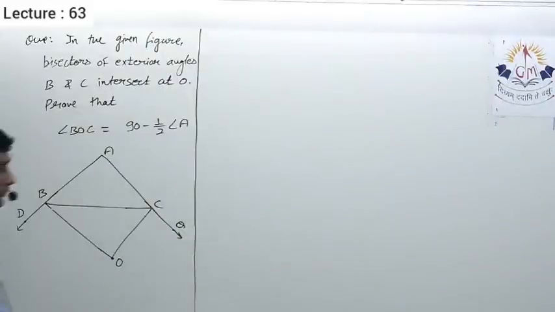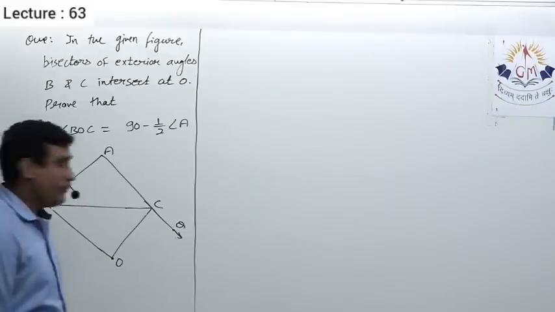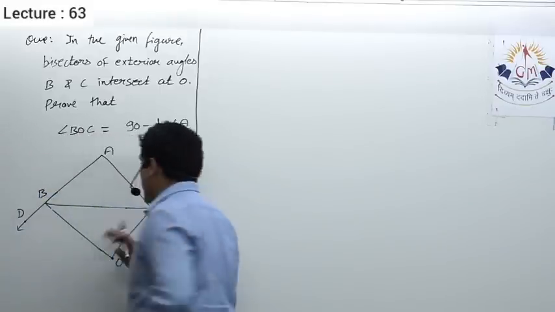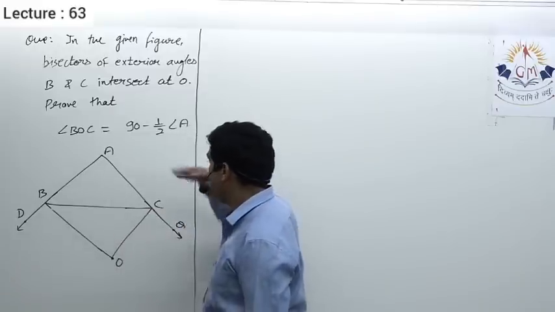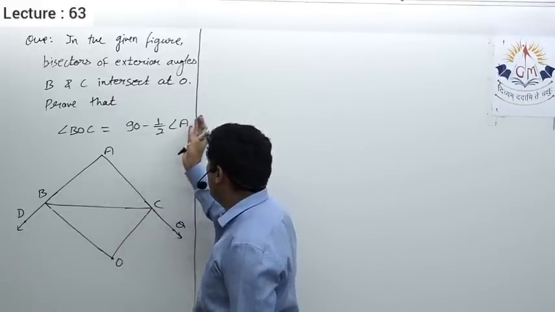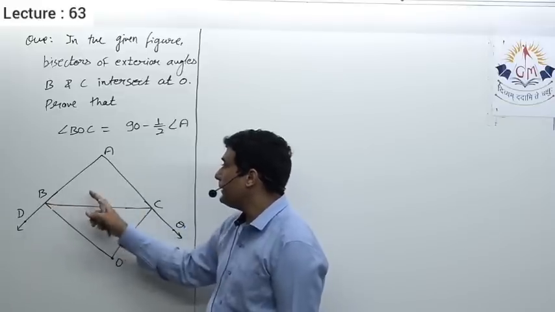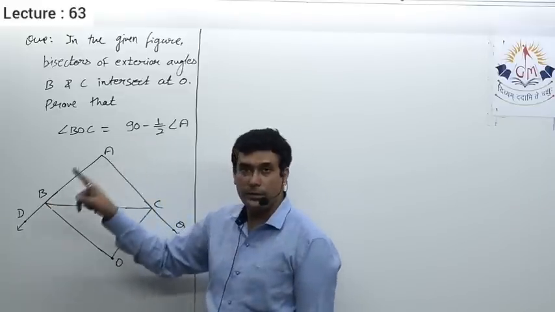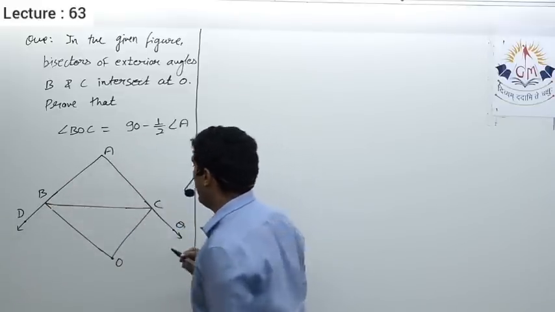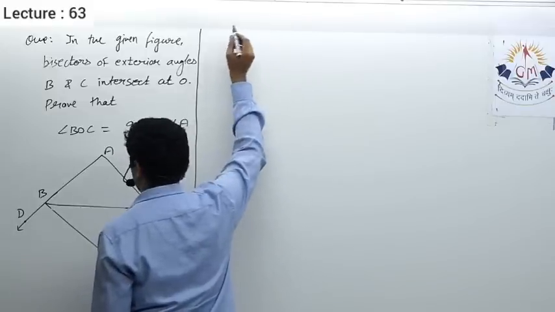Okay, so this is the next question. In the given figure, bisector of exterior angles B and C intersect at O, and we have to prove angle BOC equal to 90 minus A by 2. Okay, we already solved this type of question in one of the previous lectures. Over there was a change. The bisectors were of interior angles, and over there it was 90 plus A by 2. Here it is 90 minus A by 2. So let us see how to solve this.